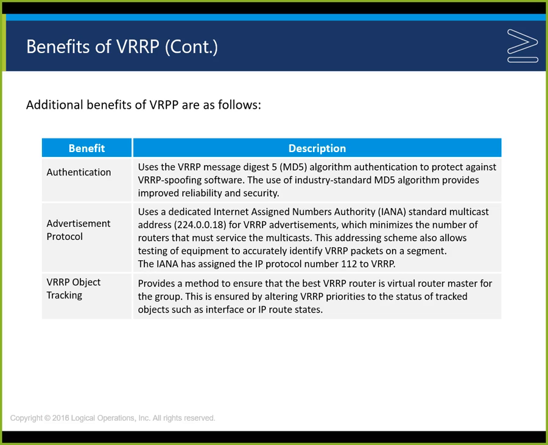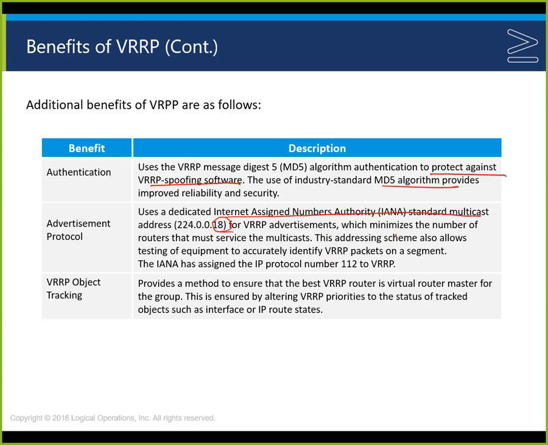Authentication uses an MD5 digest to protect against VRRP spoofing. It uses an industry standard MD5 algorithm. Dedicated IANA standard multicast address.